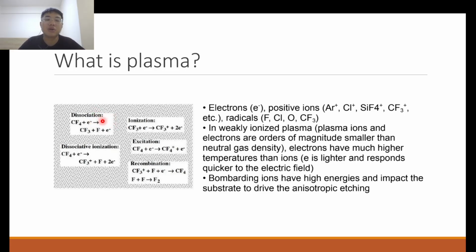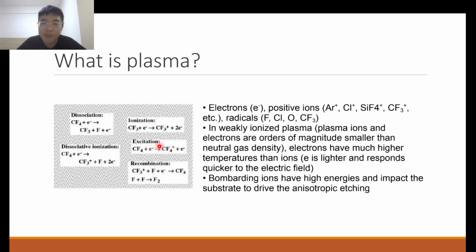However, there can also be dissociation. Let's say a high energy electron in the plasma bombards a neutral CF4 molecule, and it breaks up into two neutral radicals, CF3 and your F, your fluorine radical. And in addition, there can also be excited species. In fact, there will be excited species.